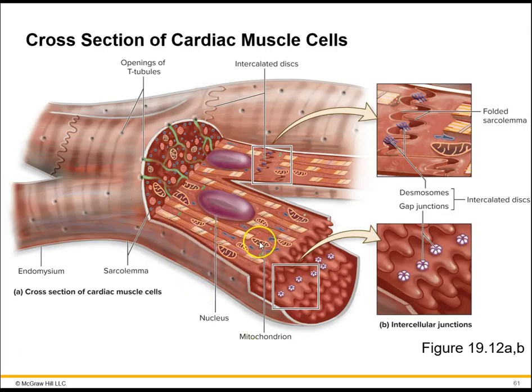You'll also notice numerous mitochondria throughout the cell, and that's because muscles require a lot of oxygen in order to work. This and this are intercalated discs, so if we zoomed in, we could see the desmosomes here holding one cardiac muscle cell to another cardiac muscle cell, so that's what binds them together. And then you have these things down here called gap junctions, and these are channels that allow ions to flow from one cell to the next, allowing the whole heart to contract as a unit.